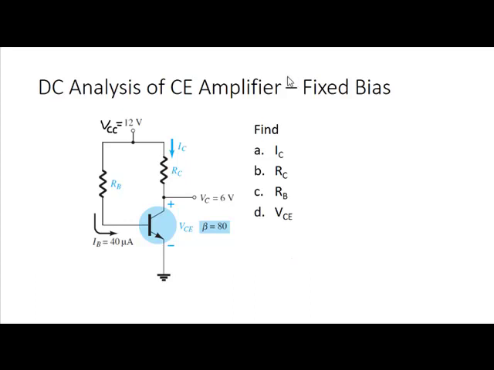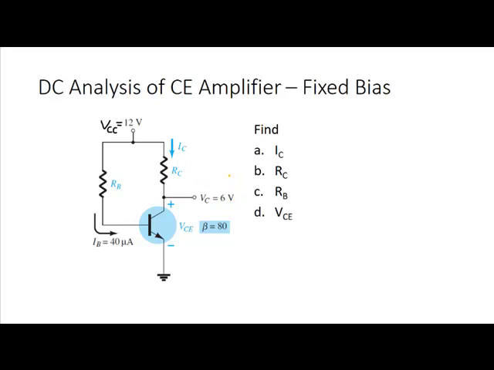Let us look at another example related to the DC analysis of fixed bias common emitter amplifier. In this example, the circuit is given: VCC is 12 volt, IB is 40 microampere, and VC is 6 volt. The transistor used is a silicon NPN BJT whose beta is 80. These are the given information, and we are expected to find the collector current IC, the collector and base resistances RC and RB respectively, and voltage across the device VCE.